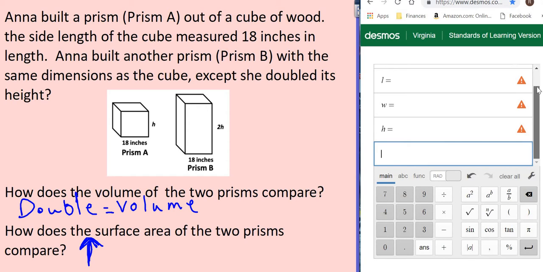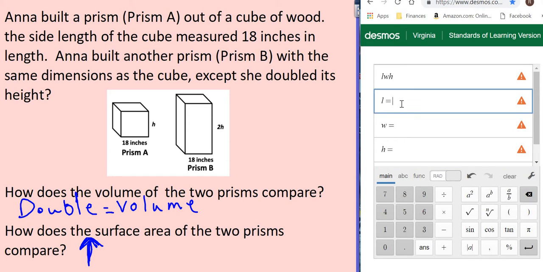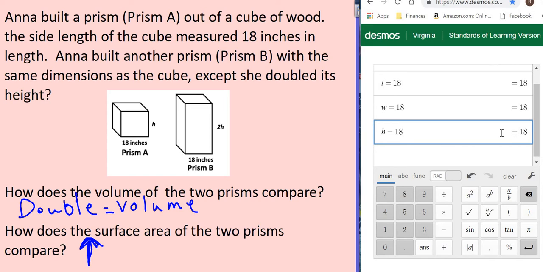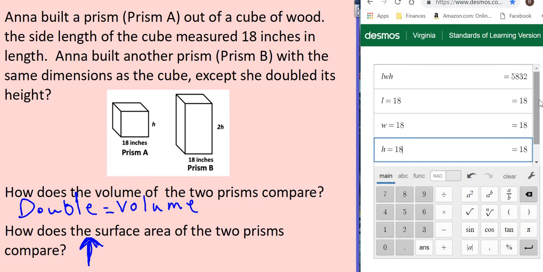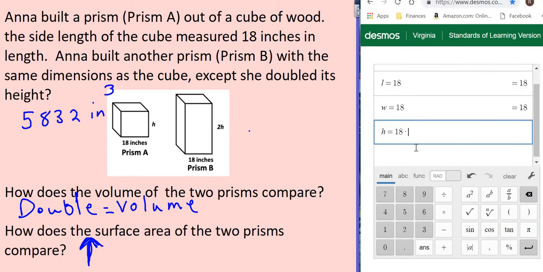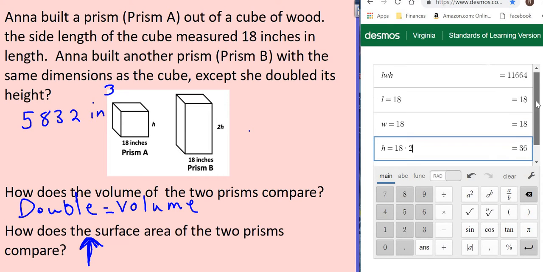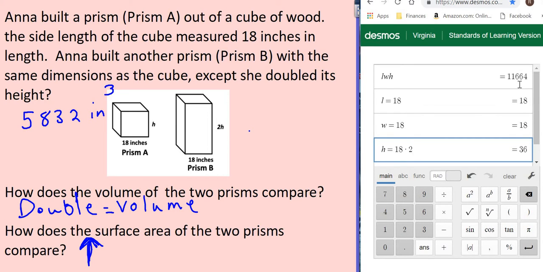Okay. We know the original was a cube, so that meant everything was exactly the same. That's 18, that's 18, and that's 18. So that means the original volume for the first cube would have been 5,832 inches cubed. Okay. Now, if I doubled the height, so all I'm going to do here is multiply my height by 2, you're going to notice that it doubles the volume.